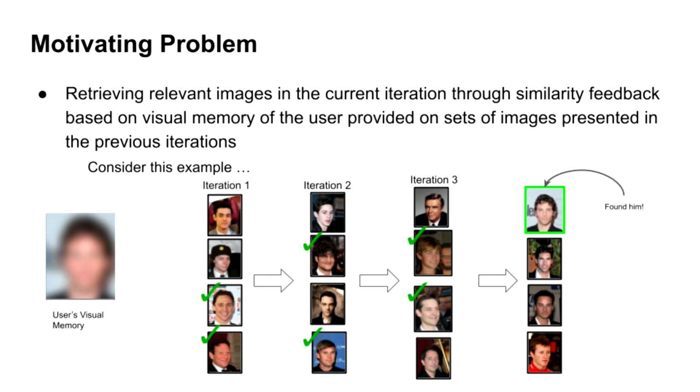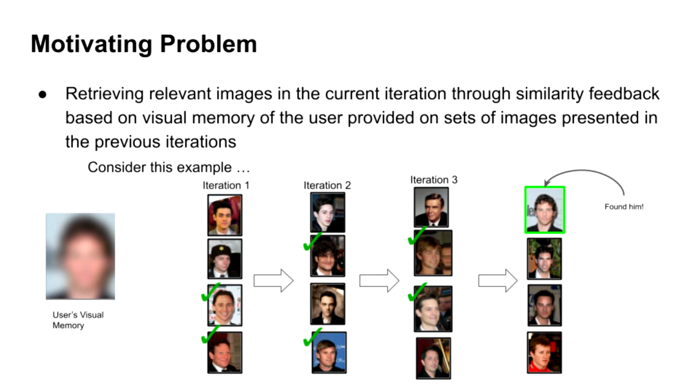Our method attempts to solve the problem of iterative feedback driven image retrieval based on the user's visual memory. Essentially, based on some initial attributes provided by the user, our system presents some images to the user. Based on the images selected by the user as similar in that iteration, our method suggests a new set of images based on the feedback from previous iterations. This continues until the user finds an image that he or she is satisfied with.